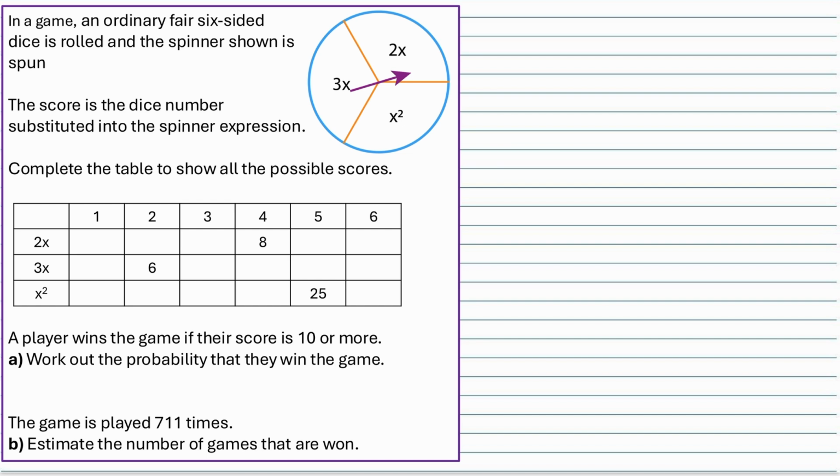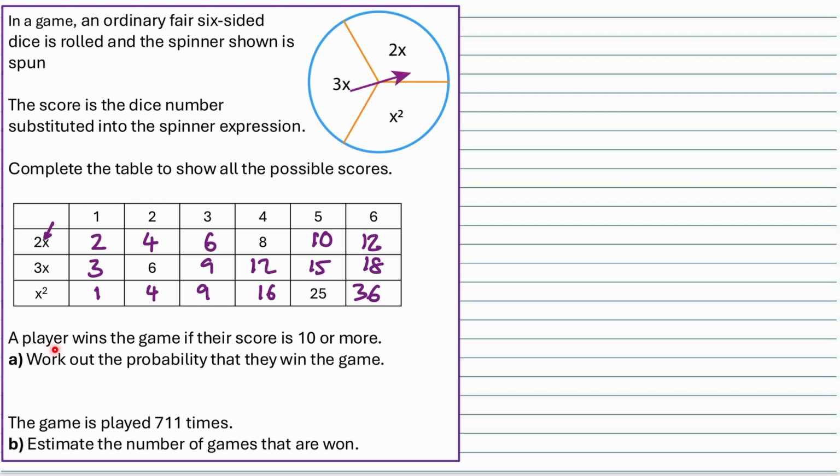Okay, so welcome back. If we get a 1 on the dice and then substitute that 1 into here, in place of x, then we get 2 times 1, we get a score of 2. If we get a 2, we'll get 4, 6, 8, 10, and 12. If you get a 1, but you land in this region, you'll multiply it by 3. So we'll get 3, 6, 9, 12, 15, and 18. And if you get a 1 and land here, then you'll get 1 squared, which would just be 1. If you get a 2, you'll get 4. So we're looking at the square numbers.